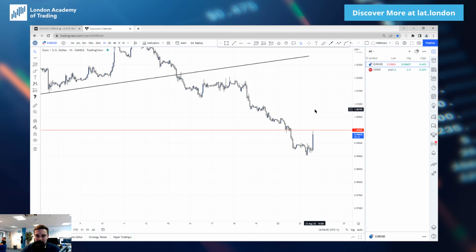Now if this move is going to continue and we're going to stay below parity, and this dollar strength is going to continue lower below parity, that has widespread implications across markets, across commodities, across stocks, across loads of different things.